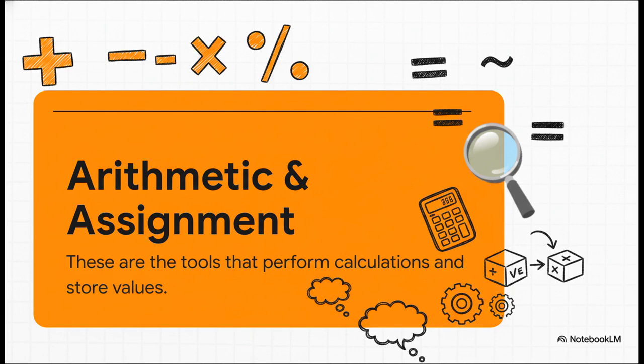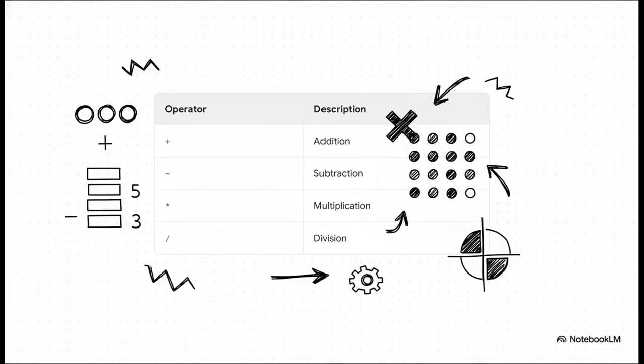Then you have assignment operators, like the equals sign. They take the answer from that math and store it away for later. It's really just a two-step dance. Calculate and then save. So here are the big four. You've got your standard plus for addition and minus for subtraction. For multiplication, we just use an asterisk, and for division, a forward slash. Now, they might seem super simple, but these little symbols are the engine behind literally any calculation a computer makes.